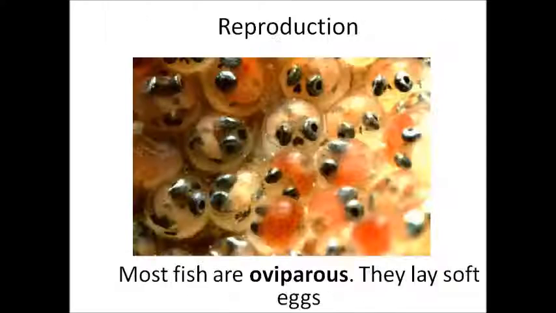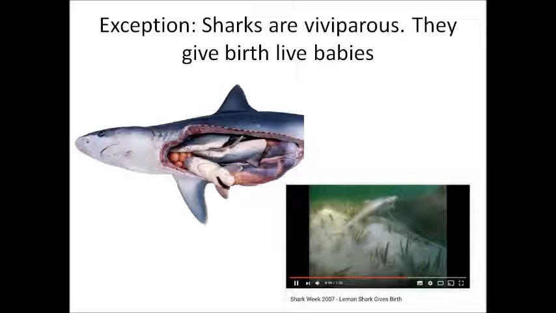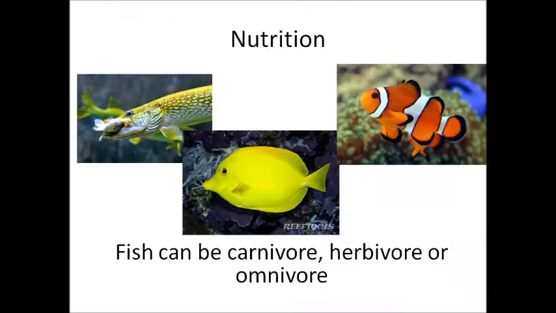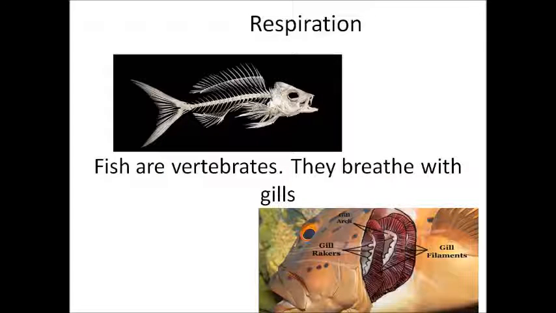Reproduction. Most fish are oviparous. They lay soft eggs. Exceptions. Sharks are viviparous. They give birth to live babies. Nutrition. Fish can be carnivore, herbivore, or omnivore. Respiration. Fish are vertebrates and they breathe with gills.